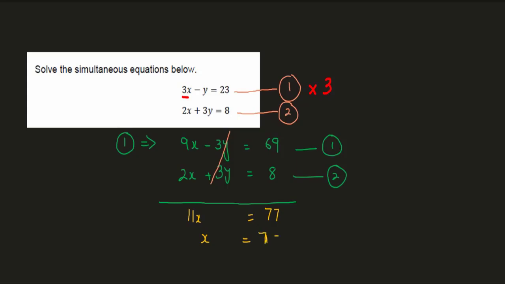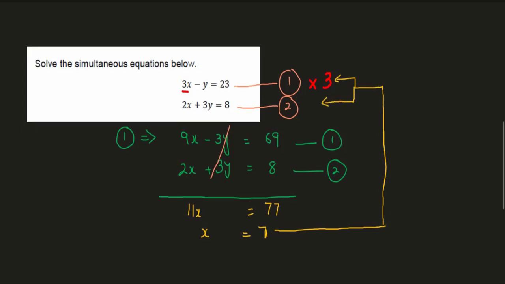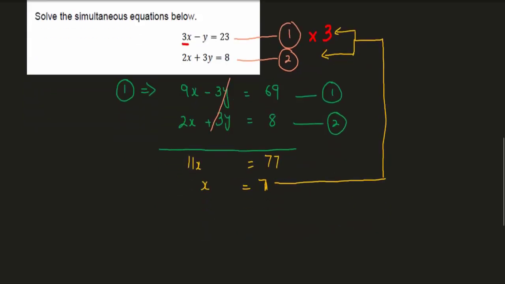Now what I can do is take this value of 7 and put it in either equation 1 or equation 2. Let's just put it in equation number 1. So I'm going to put this value of x in equation number 1. So 3 into 7 minus y is equal to 23. 21 minus y is equal to 23.